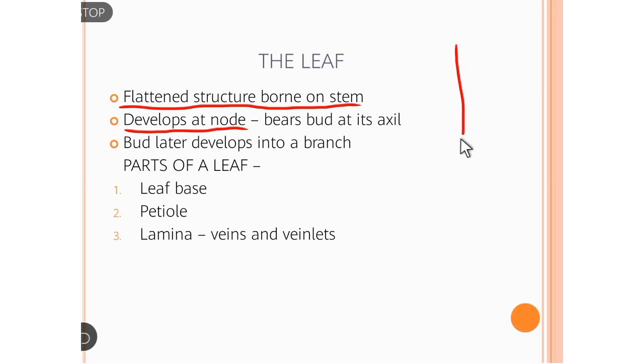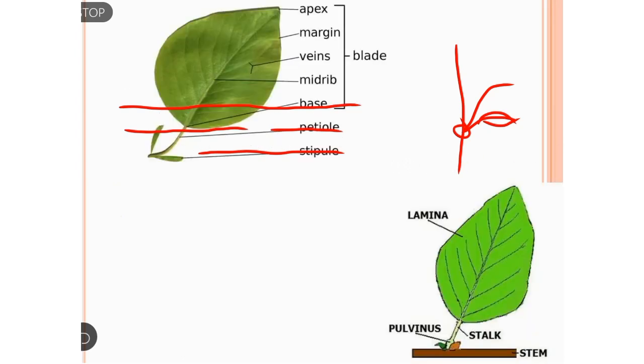Suppose this is a stem and contains a node here. This portion develops the leaf. And this portion here is the axil of the leaf. And the axil of the leaf bears a bud, which later develops into a branch like this. Now let's see the parts of a leaf. Let's discuss with the diagram so that you can learn much easier.